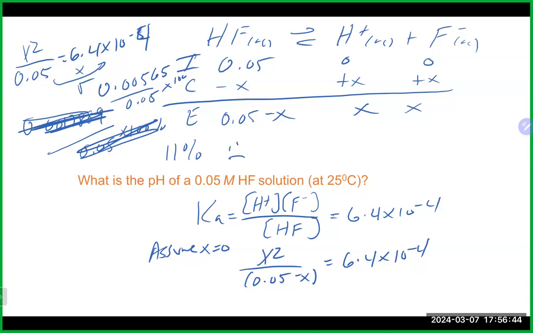There's a much smaller starting concentration. So even that little bit that comes off is going to be a bigger amount of what you started with than when you had a much higher concentration. Any questions on that? Clearly, in this case, you would have to go back and definitely use the quadratic to solve this one.